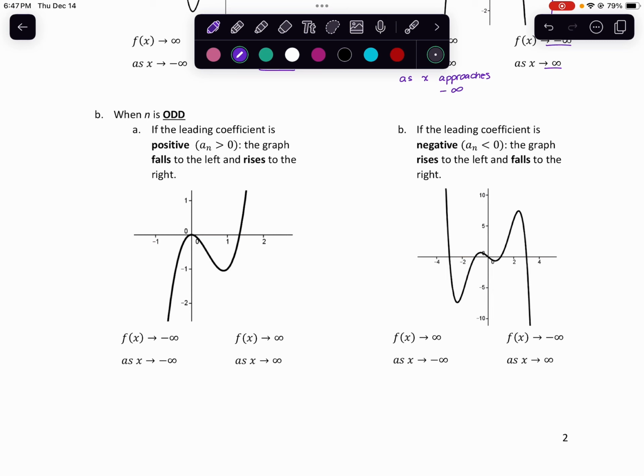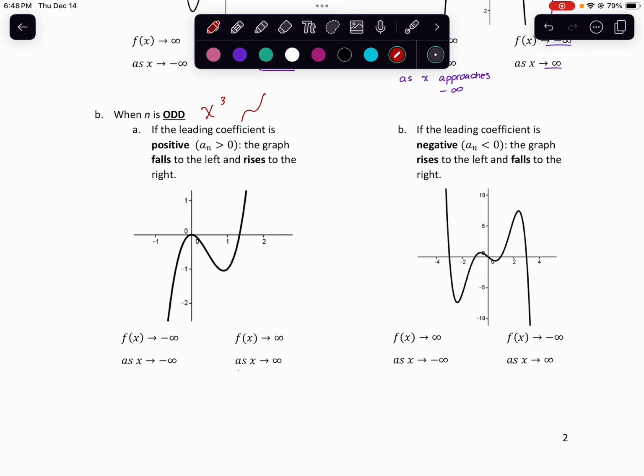So whenever it's odd, I always think of the x cubed function. We know that's sort of that S shape. So my left towards negative infinity and towards positive infinity are not going to be going the same direction this time. One's going to be going down, the other one's going to be going up because we have that sort of flip-flop. So if my leading coefficient is positive, that is the normal S-shaped graph.